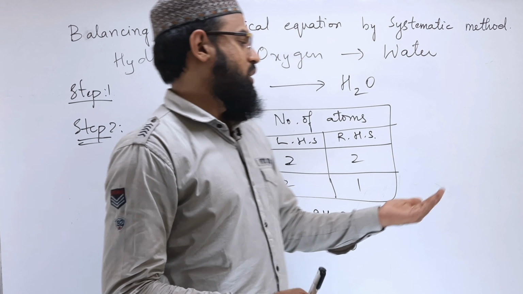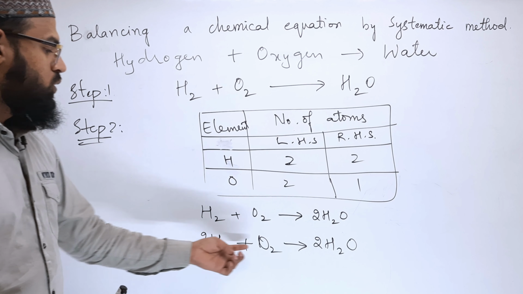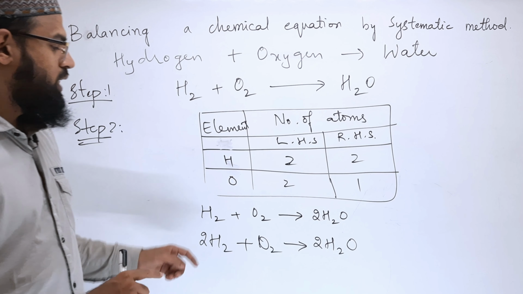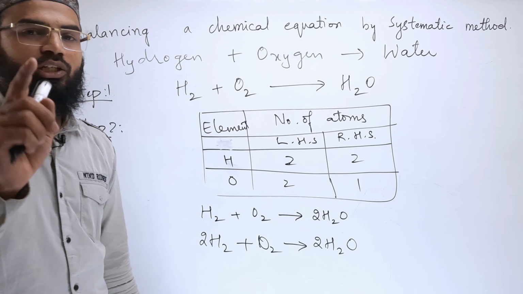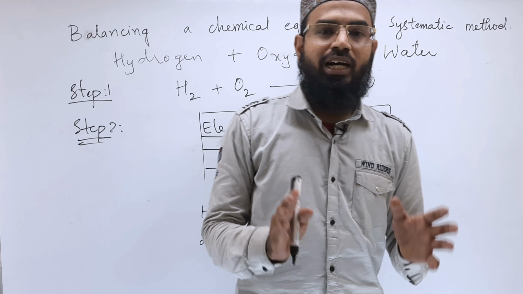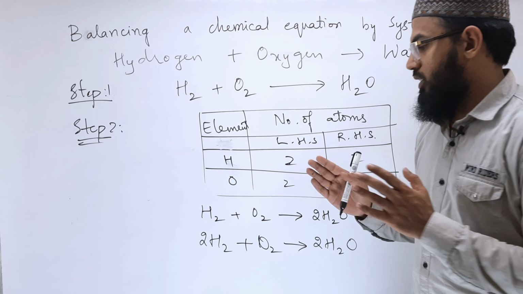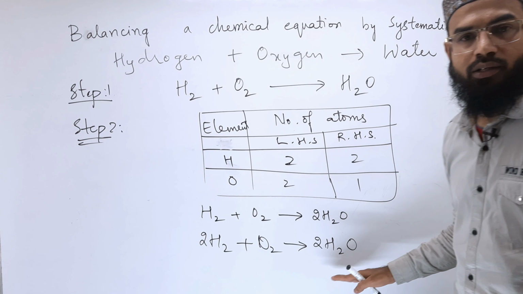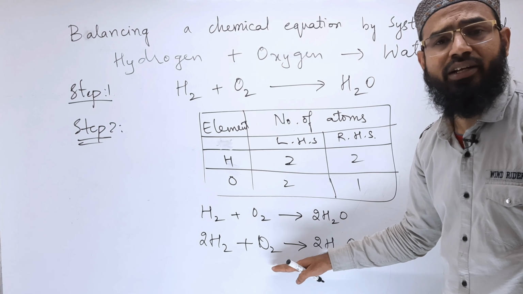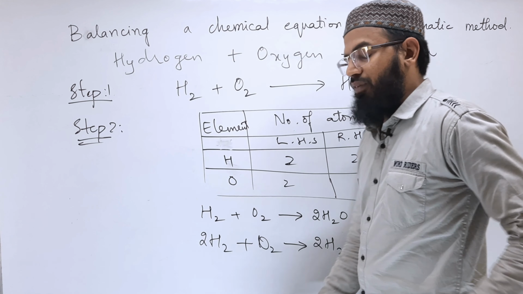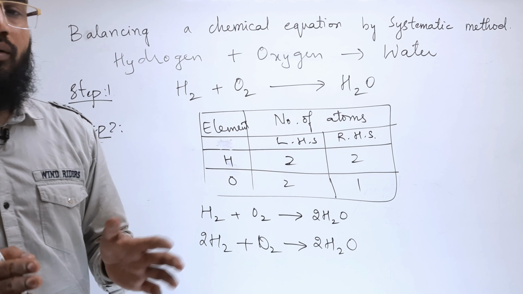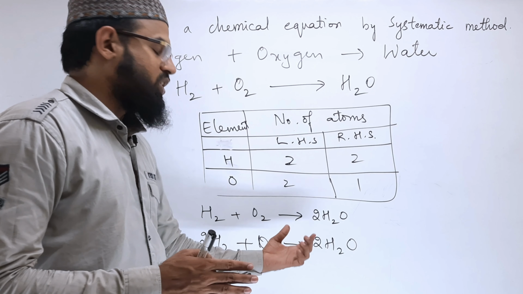If there were other numbers, suppose it is 4, 2, 4, then we would have a common factor of 2, and we could divide the whole equation by 2. Here it is not that type, so we don't need to divide this. So this is our final answer. After getting this, we need to check the number of atoms on the reactant side and on the product side. If the number of atoms on the reactant side and on the product side are equal, then we can say that the chemical equation is balanced.